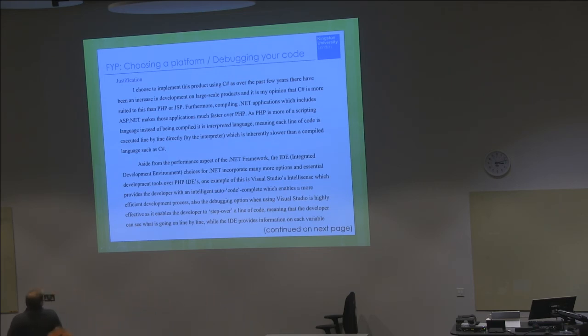I chose to implement this product using C#, as over the past few years there has been an increase in development on large-scale products, and it is my opinion that C# is more suited to this than PHP or JSP. Furthermore, combining .NET applications, which includes ASP.NET, makes those applications faster than PHP. As PHP is more of a scripting language instead of being compiled, it is an interpreted language, meaning each line of code is executed line by line by the interpreter, inherently slower than a compiled language such as C#. Aside from the performance aspect, the IDE Visual Studio includes cool things, I'm paraphrasing now. Autocode complete.